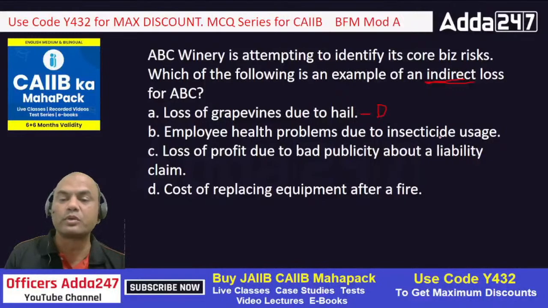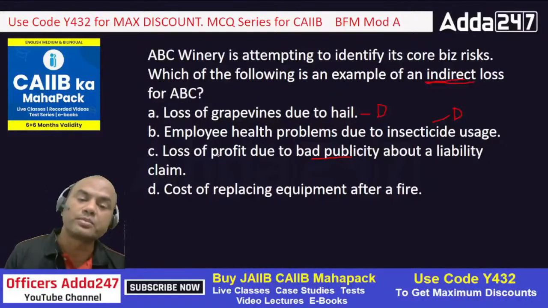Employee health problems due to insecticide usage means employees get affected. If employees get affected, this winery business is mainly dependent on employees. Okay. So is this a direct loss to them? Direct financial loss. Yes. Third one. Loss of profit due to bad publicity after a liability claim.